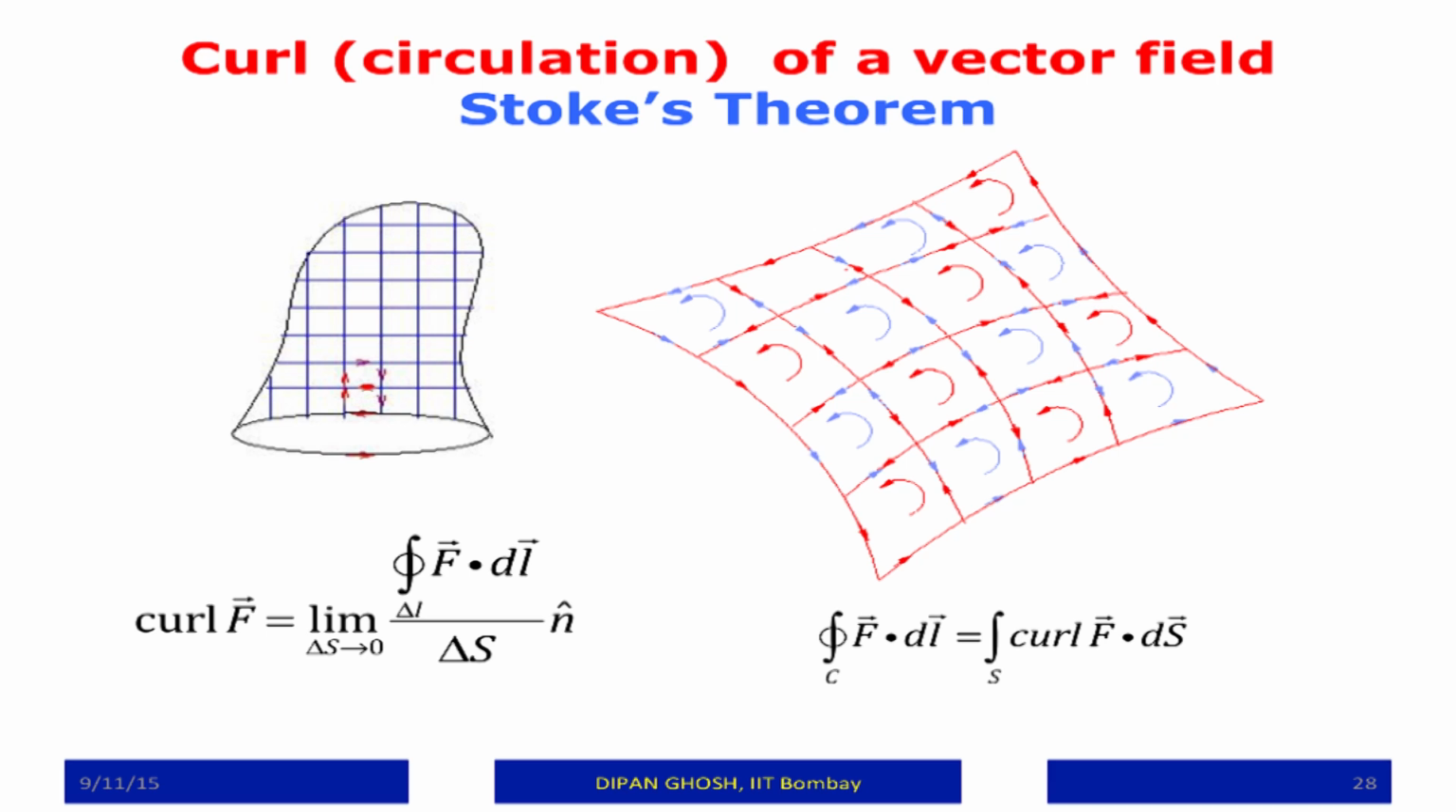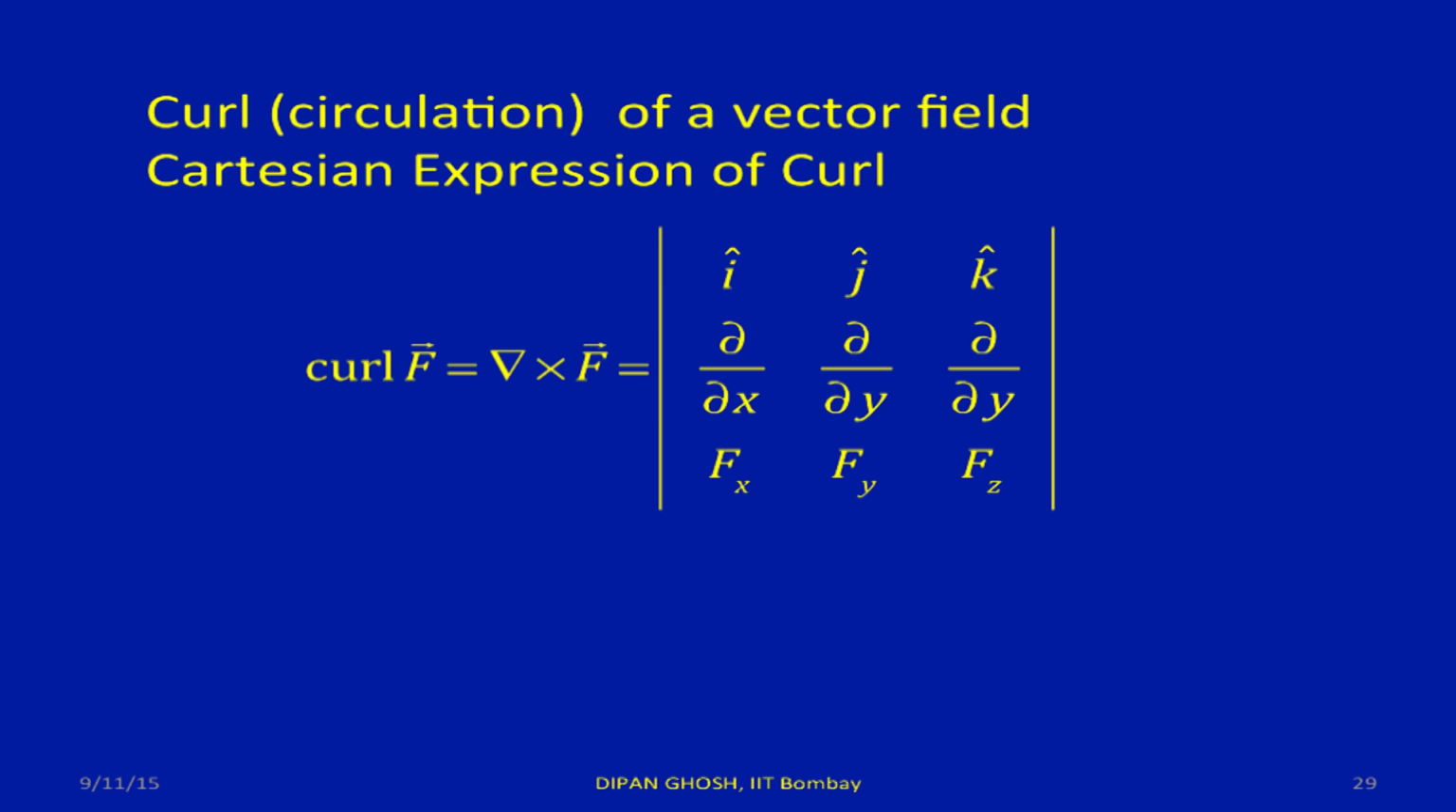Again, the dimensional question comes up. Curl is a differentiation. So therefore, the dimension reduces by one length. So therefore, if I am multiplying with an area, the net I have is f times a length. So this is all the basic mathematics that I wanted to do. You are all familiar with the expression for the curl.